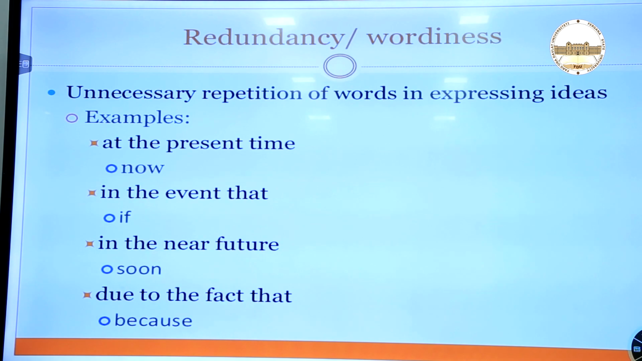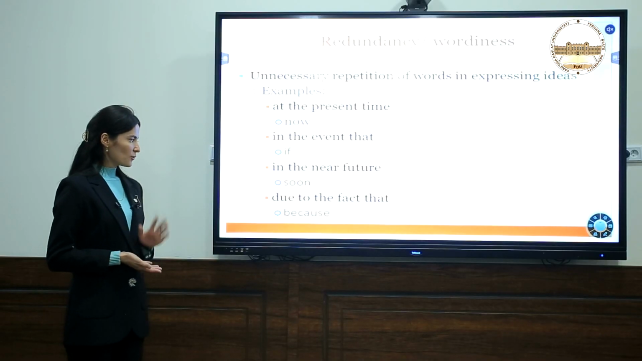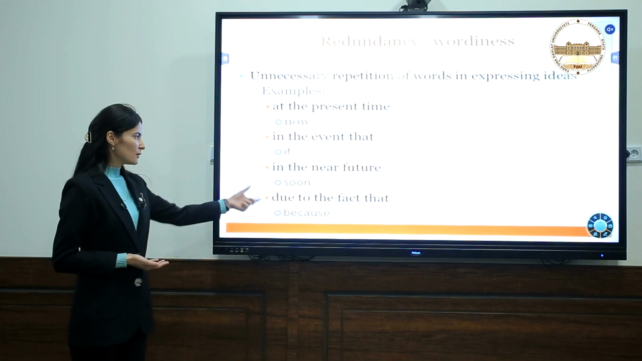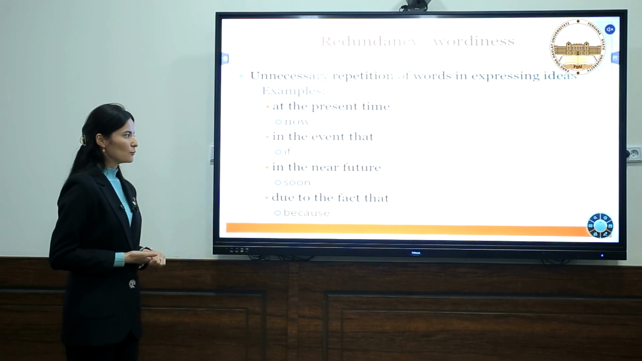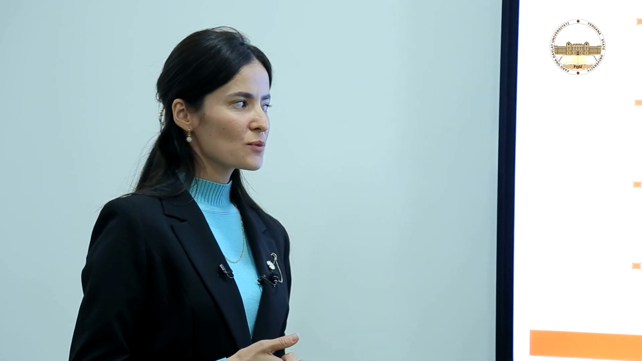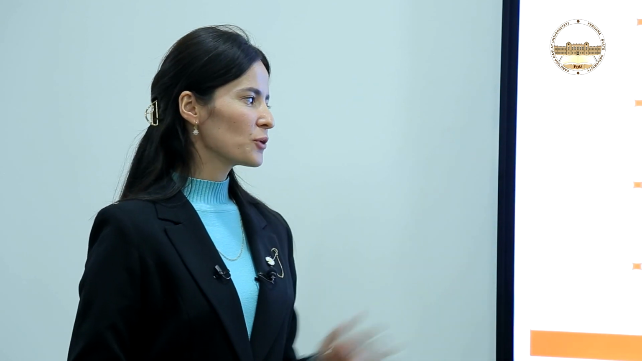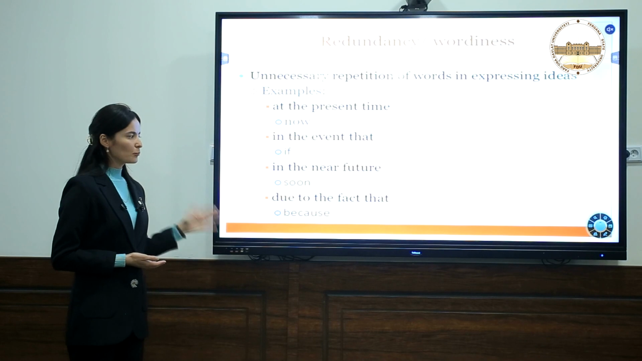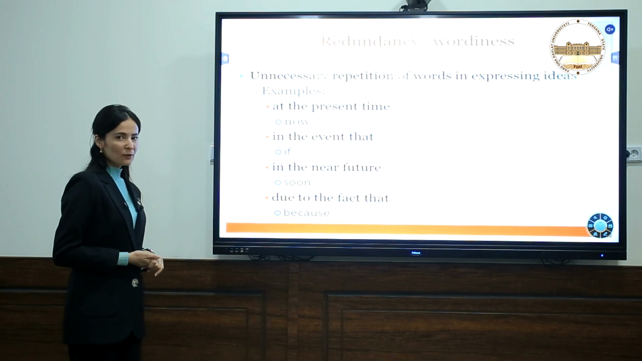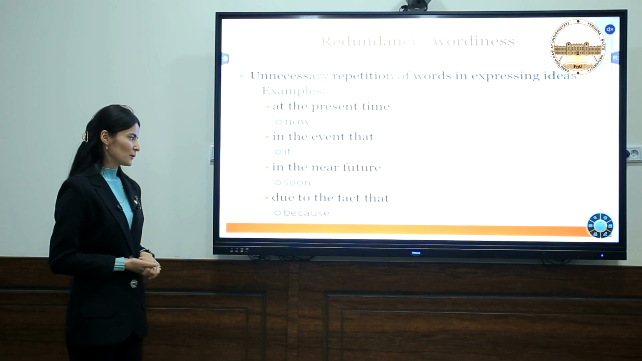Next one, "in the event that," instead of "if." "In the near future," here just "soon." And "due to the fact that" means "because." Yes, they are very common vocabulary, but we use them based on the context. If you pay attention, they are different in language use when it comes to formal speech and informal speech. Especially when we are writing academic pieces like essays, we try to take advantage of the academic style. Here, "at the present time," "in the event that," "in the near future," "due to the fact that" play a more significant role while we are carrying out the academic style.